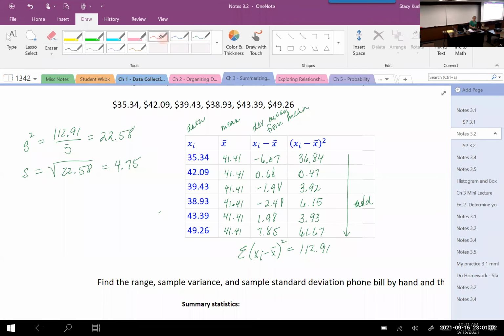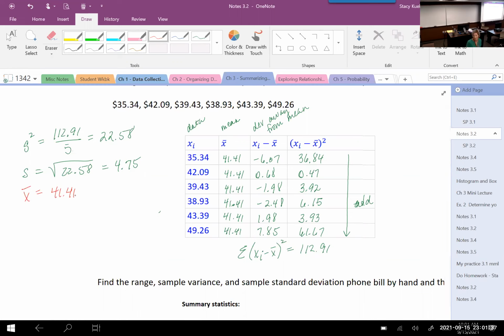That's a lot of work, isn't it? And by the time you're done with all of that, it's kind of hard to remember what was I even looking for, right? I did all of this work here, but let's remember what it is that we found. We found initially that the average phone price for these people was $41.41, right? That was the average price of these 6 months with a standard deviation of $4.75.